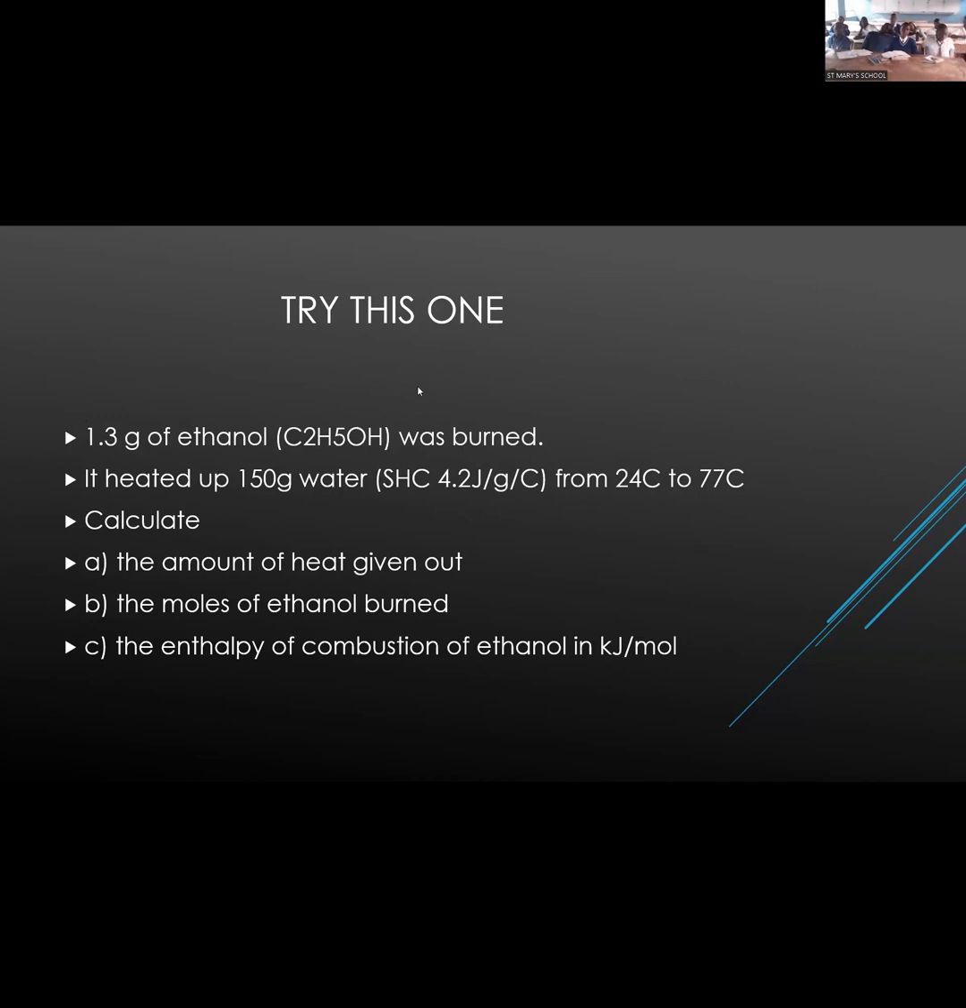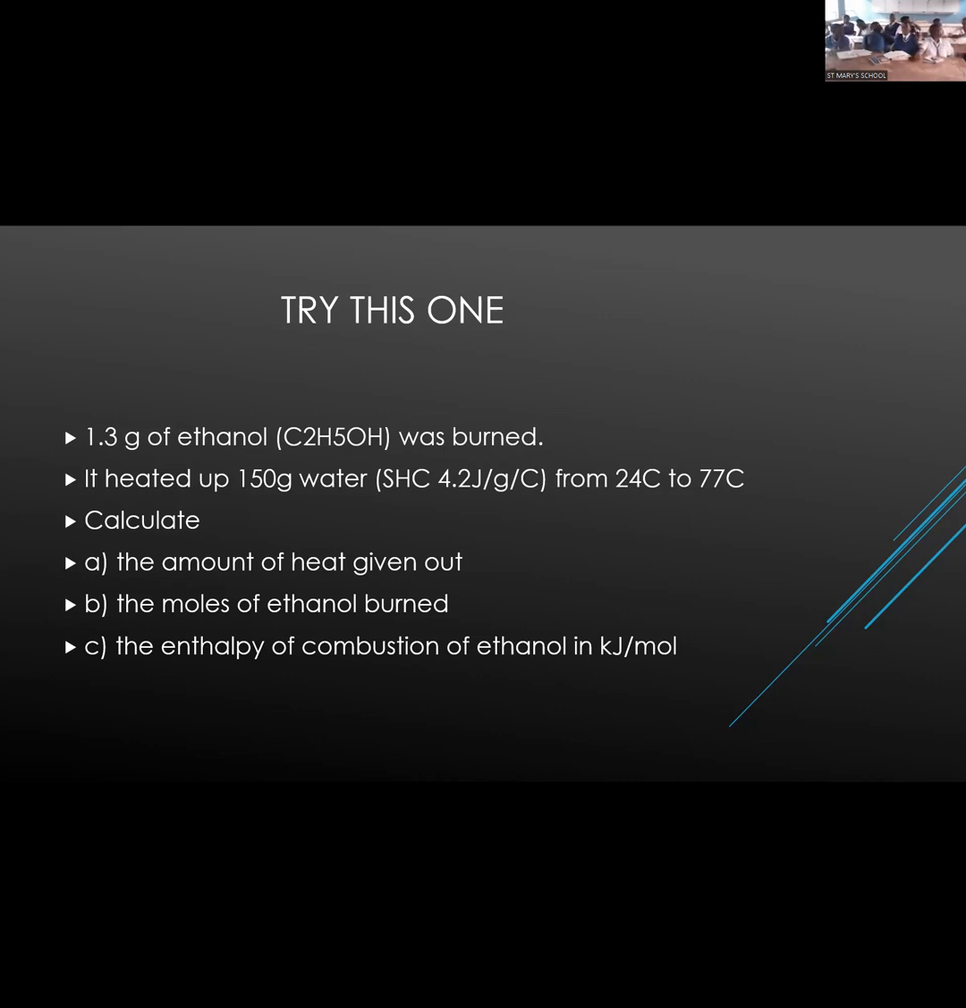The method is the same each time. You need to work out the amount of heat which is given out. That's always the mass of water. Look for that first, 150, times the specific heat capacity. You will always be given that. Times the temperature rise or fall. That's simple. Then you have to work out the moles of whatever is reacting.